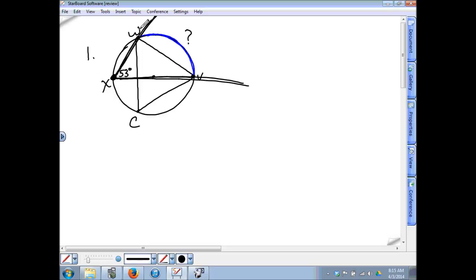We learned a very important property about inscribed angles and the relation to arc measure. What was that property? Is the arc the same, or is it double? It's one of those two. It's double. With inscribed angles, the arc is double. So if the angle is 53, the arc measure, not the arc length, the arc measure, is 106.